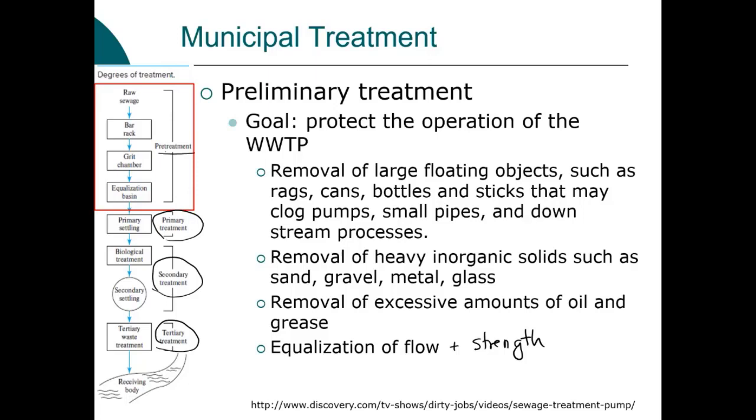So we want to equalize the strength. People use less water at night, or maybe during the middle of the day in a normal situation. I think flows are more consistent now, simply because people are home more. But you want to equalize both the flow, which changes during the day, and also the strength. So at night, when people are sleeping and they're using less water, the water will have a higher strength, higher BOD, and a lower flow.